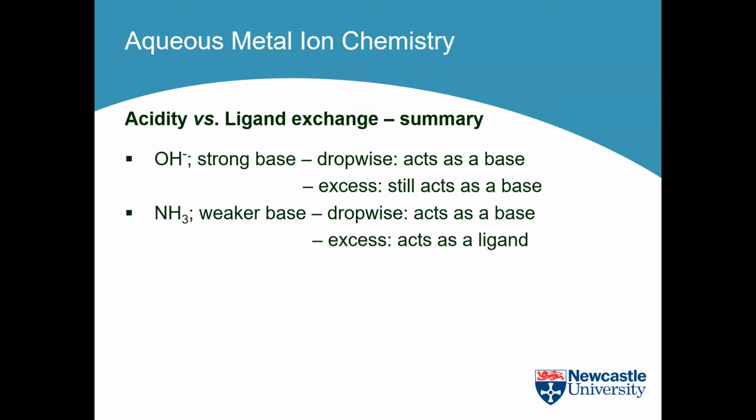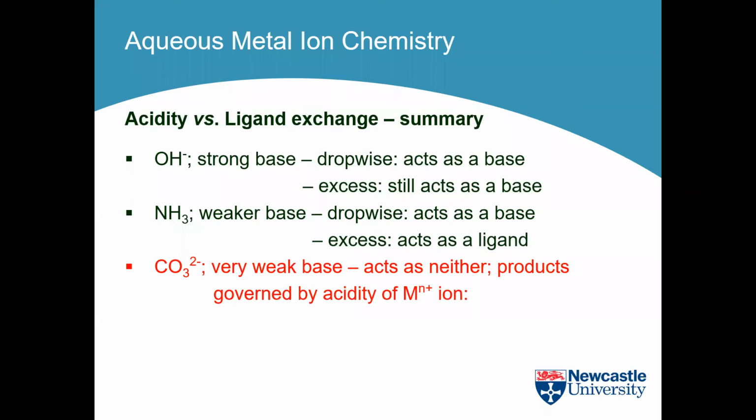Ammonia is a weaker base. So dropwise, it acts as a base and you get the hydroxide precipitate. In excess, ammonia acts as a ligand, and you get ligand substitution, and the hydroxide precipitate usually dissolves, and you get a soluble complex ion, like metal ammonia 6. With carbonate, a very weak base, the properties are governed by the acidity of the metal 2+ ion.